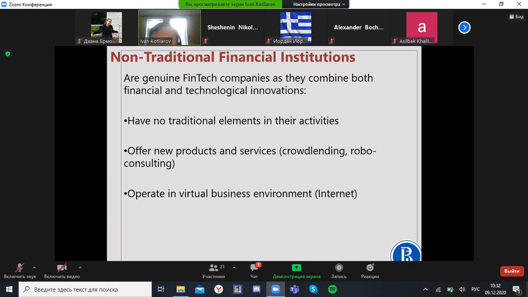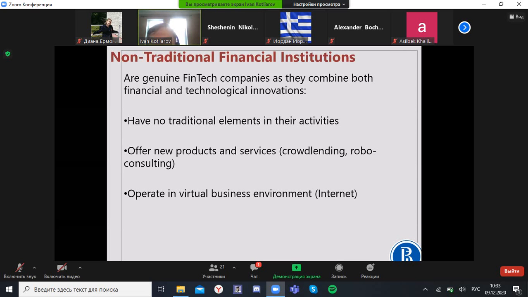But not necessarily. Tinkoff, for example, doesn't offer new products, but still, it has no traditional elements in its activities. It exists only in the virtual space. These companies, in most cases, cooperate with other stakeholders in the virtual business environment, the internet, via apps and websites.